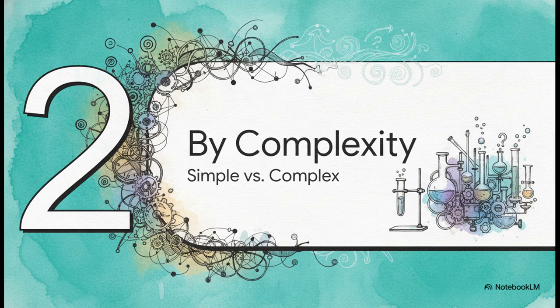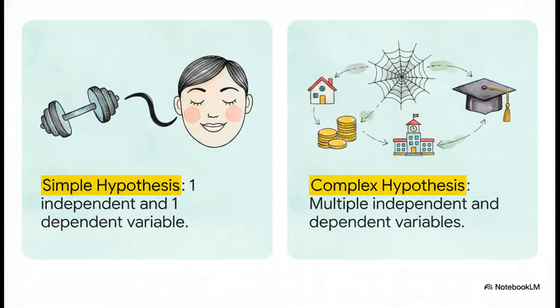Let's move to our second family and see how this builds when we start looking at how many variables we are juggling. Section 2, by complexity. The distinction here is beautifully straightforward. A simple hypothesis predicts a relationship between just two variables, one independent variable, which is the cause, and one dependent variable, which is the effect. For example, regular exercise reduces stress. It's direct, it's super easy to isolate, and it is highly focused.